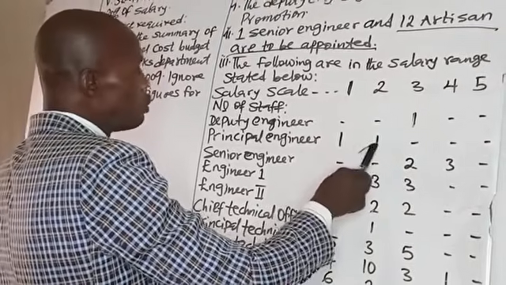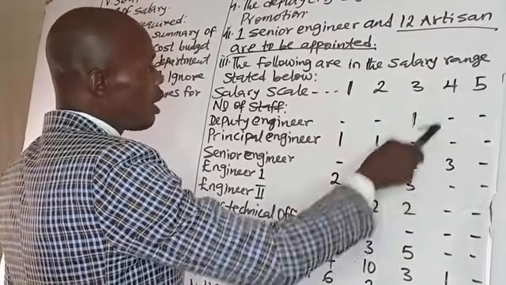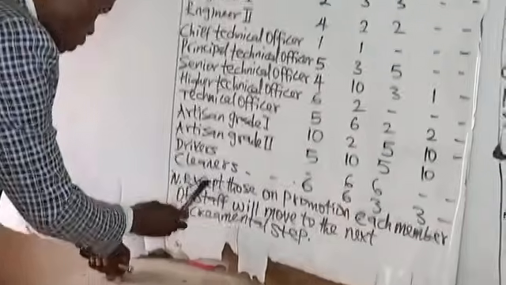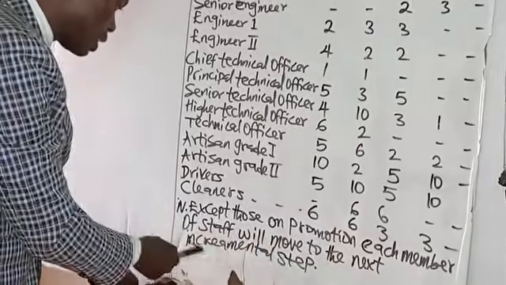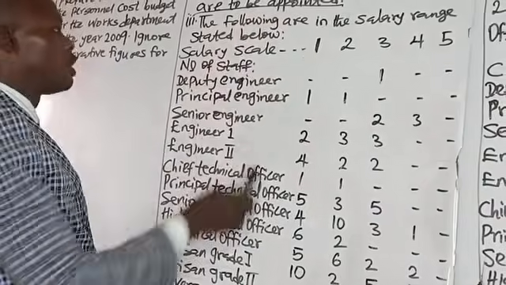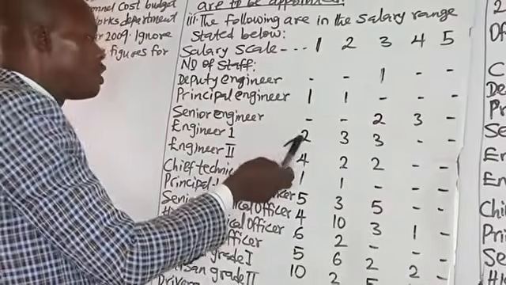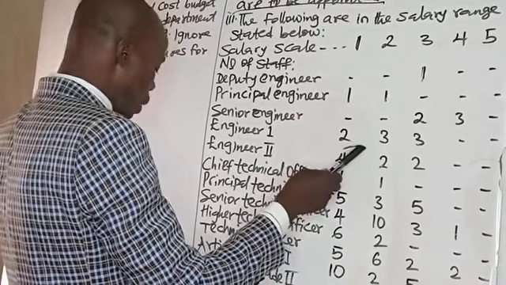So, meaning that those in step 1 will now move to step 2. Those in step 2 will move to step 3. Those in step 3 will move to step 4. Those in step 4 will move to step 5. Except those that were appointed. You were told, except those on promotion, each member of staff will move to the next incremental step. That means those on promotion will move to step 1 of their current grade level, while those who were not promoted will move to the next incremental step. That is what we mean by note 4.